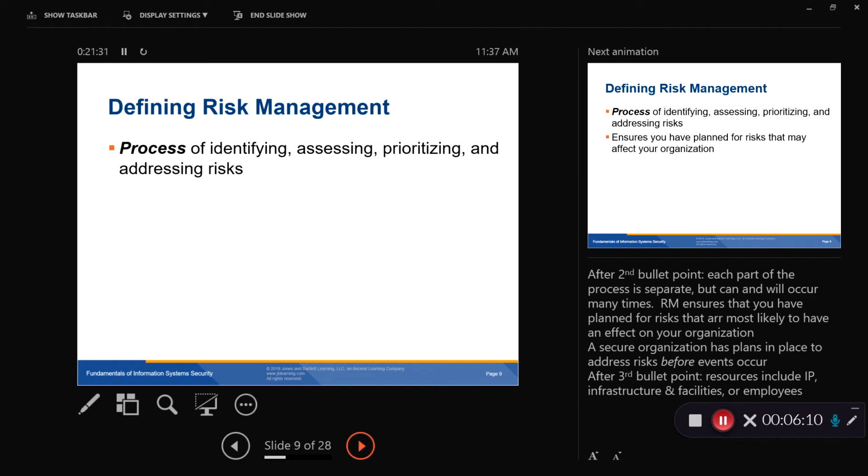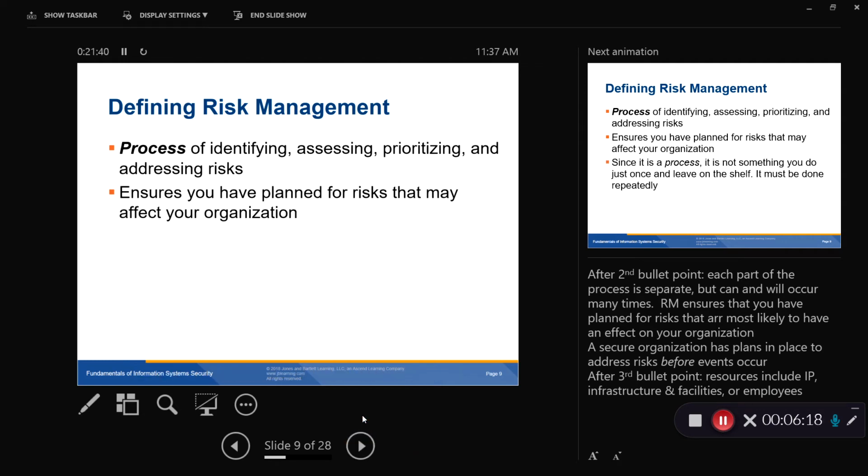It's not something that's just done one day. It's a process, and the process goes on over quite a bit of time. It ensures you have planned for risks that may affect your organization. Each part of the process is separate, but can and will occur many times. Risk management ensures that you have planned for risks that are most likely to have an effect on your organization.